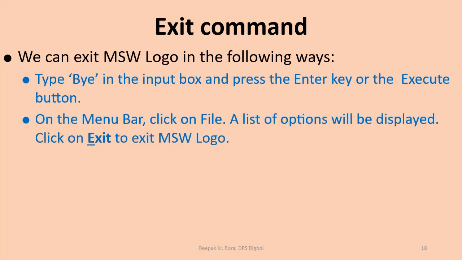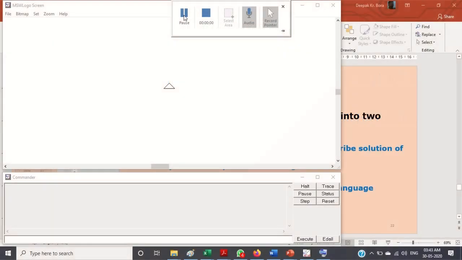Exit command. We can exit MSW Logo in the following two ways. First, type BYE in the input box and press the enter key or the execute button. Second, on the menu bar, click on File. A list of options will be displayed, and then click on Exit to exit MSW Logo. Let us see how we can do this.